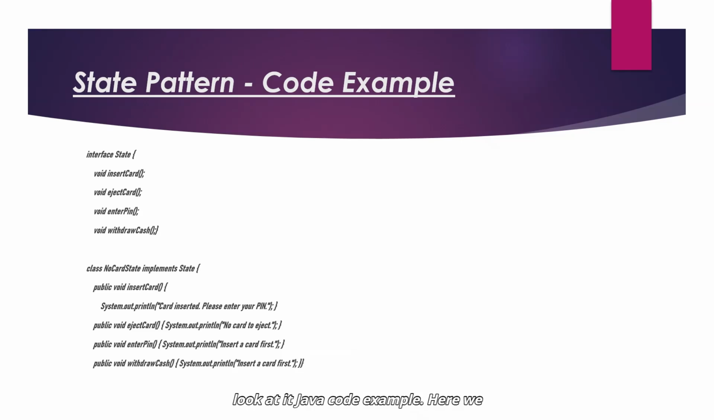Let's look at a Java code example. Here we define a state interface with actions like insert card, eject card, enter pin, and withdraw cash. We then have a class like NoCardState implementing the state interface. When you call insert card on the context in this state, it responds appropriately, maybe transitioning to the HasCard state. The important takeaway is the context delegates behavior to the state object. This removes all the complicated if-else or switch logic you would otherwise write inside the context class.